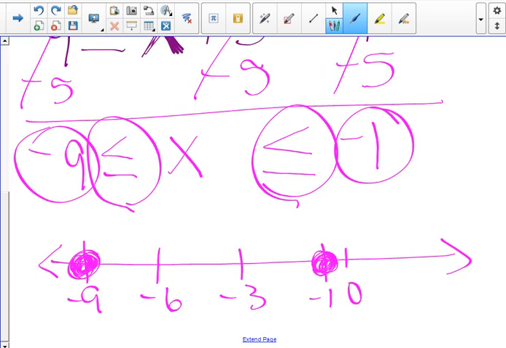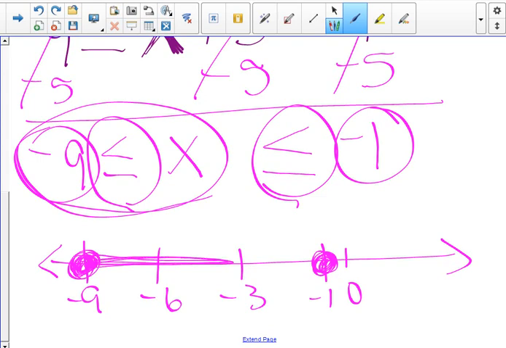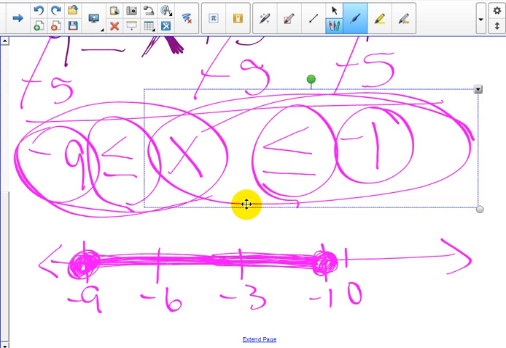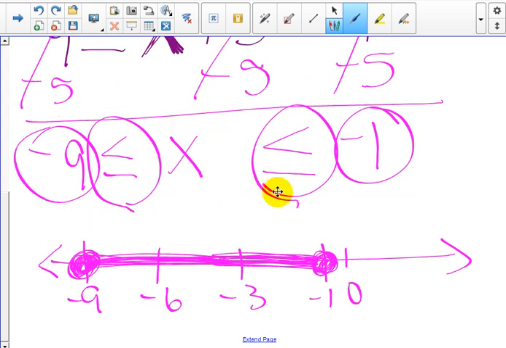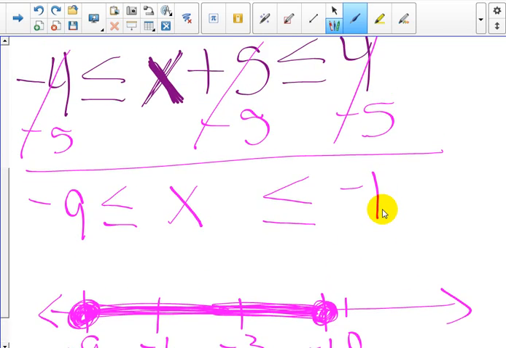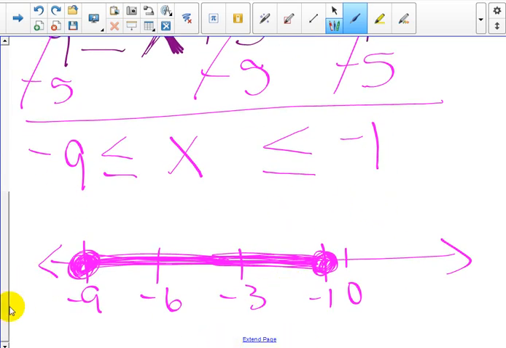Now look at each side. X is greater than or equal to negative 9, so we're going to shade to the right. And on this side, x is less than or equal to negative 1, so shade to the left. So there it is. Okay, so now we've worked 2 together. Are there any questions? You've got 2 examples to go off of. We're going to work these in just a minute. I'm going to give you class time.